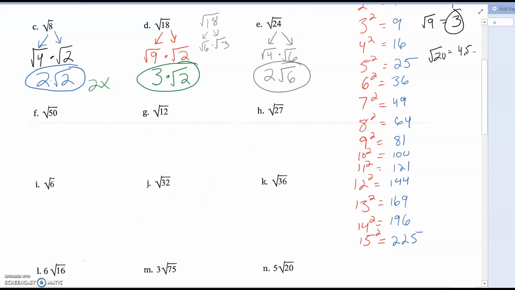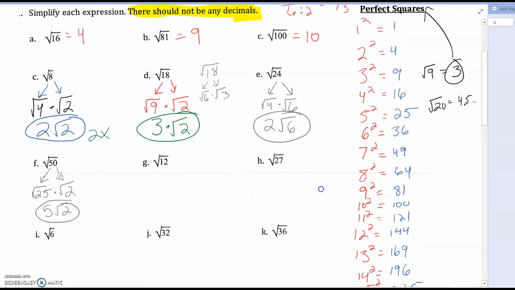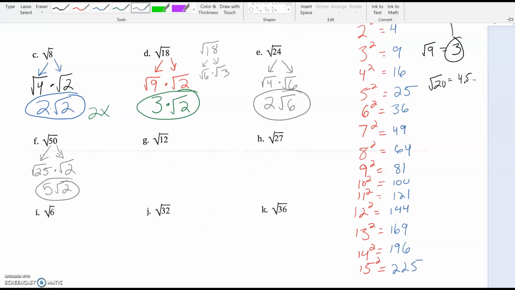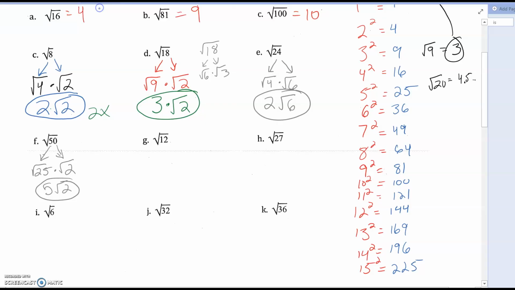Now I'm going to let you guys try number 50. Okay, the only blue number that multiplies into 50 is 25. 25 times 2. So then this comes out of the square root. Square root of 25 is a positive 5, and then bring the square root of 2. All right, go ahead and try letter G.